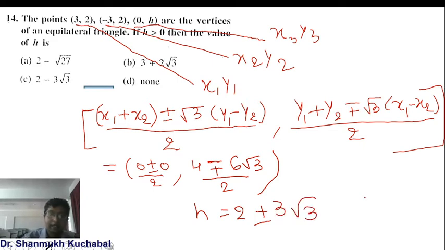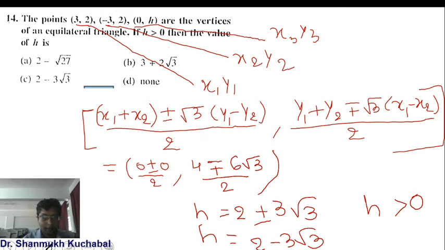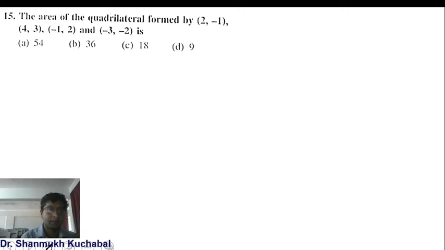Here it is given that h is greater than 0, so we get h as 2 minus 3 root 3 as the answer. So 2 minus 3 root 3 is the correct option. So clearly option C is the right answer. Okay, so we'll do the next example.